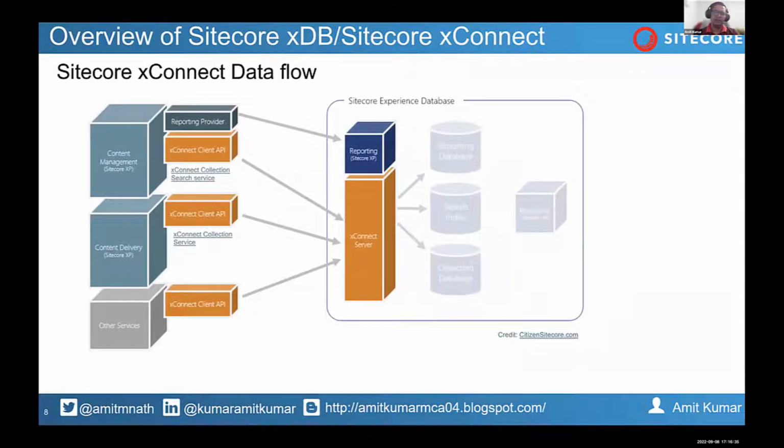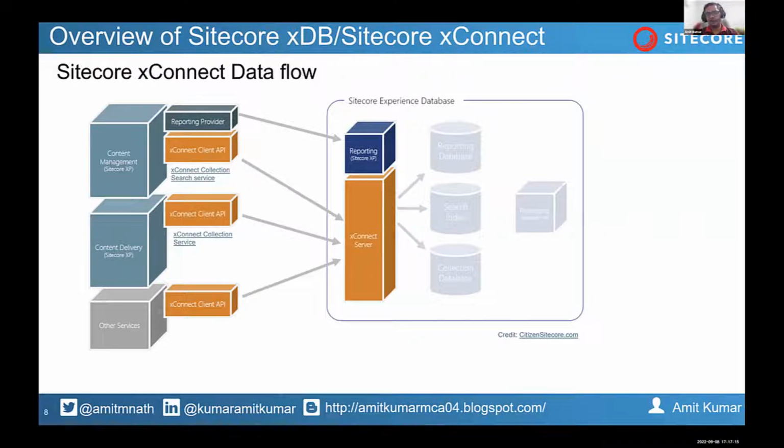And this is another view of the services you can utilize from xConnect. As I said earlier, content management totally relies on the xConnect collection search services, content delivery uses the xConnect collection services, and other services can directly use the xConnect client API. When you are doing an integration with a Docker or container based implementation, you do not need to pass the thumbprint of your xConnect API because you are in the same cluster or the same network.